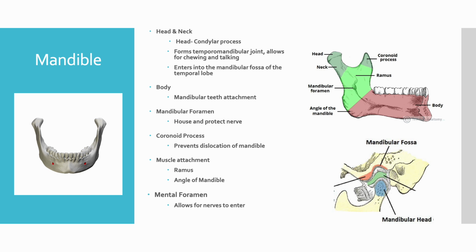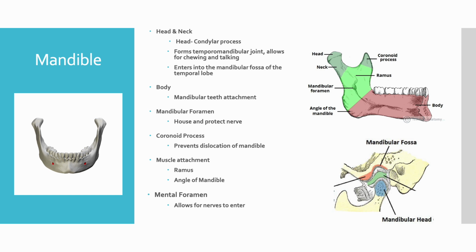So the head on this top diagram here is the green rounded part. This articulates with the skull. It articulates with the temporal bone at the zygomatic arch of the cheekbone to make the temporomandibular joint. This allows for the mandible to move up and down while we're chewing, and also can move a little bit side to side. If you move your mouth, you can tell that it goes slightly side to side.